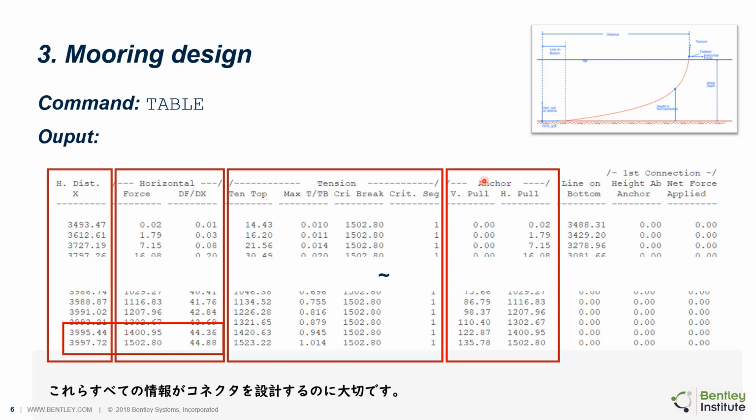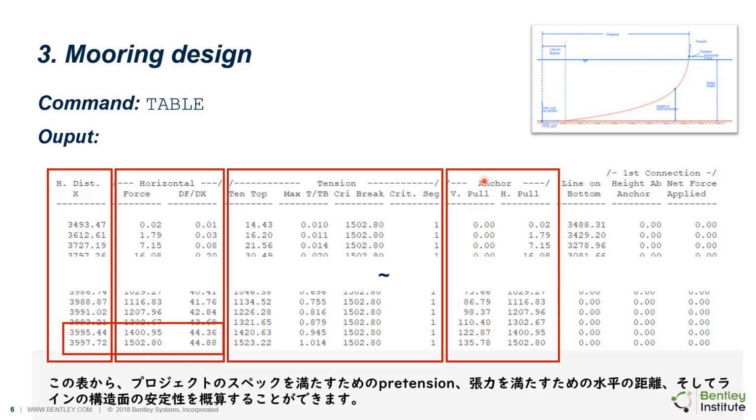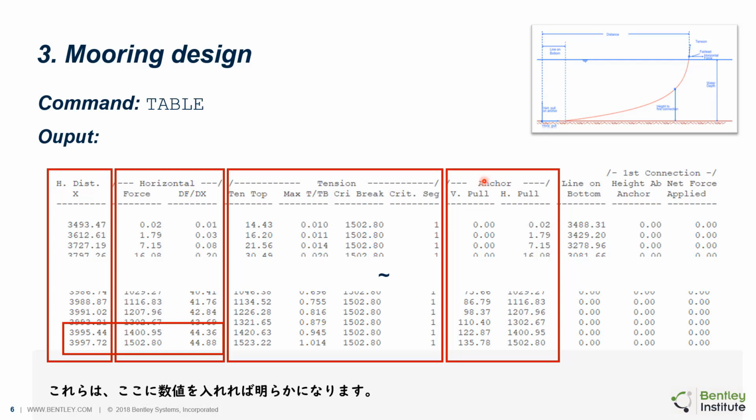All this information helps us to design the connectors. Through this table, we can approximate the pretension, satisfying the project specification, and also the horizontal distance to maintain the tension, and also structural stability of the line. This becomes clearer if we plot the values here.